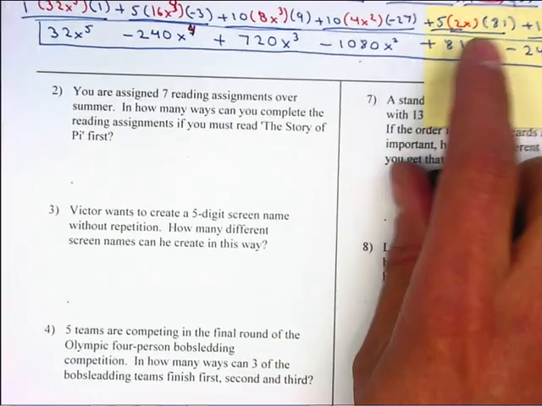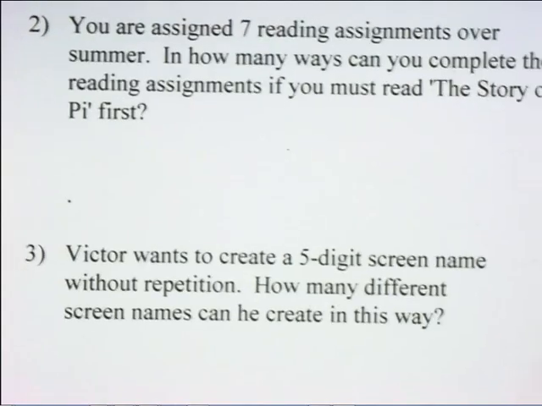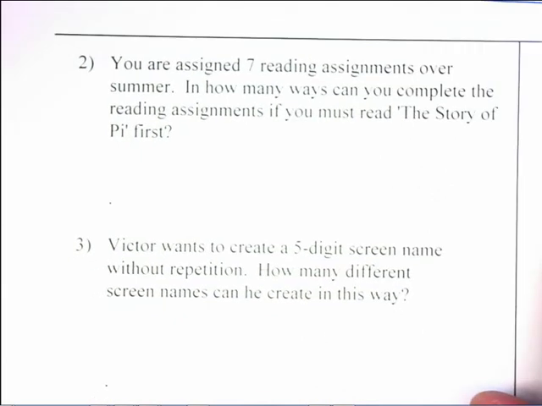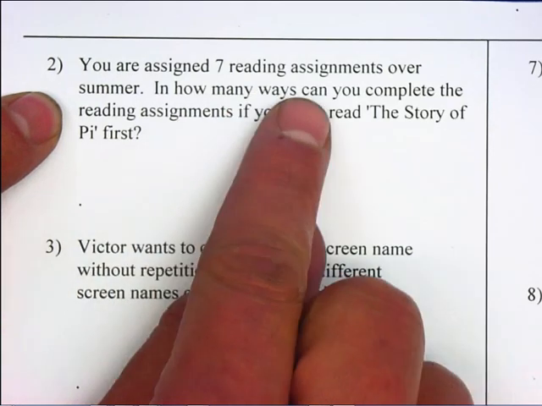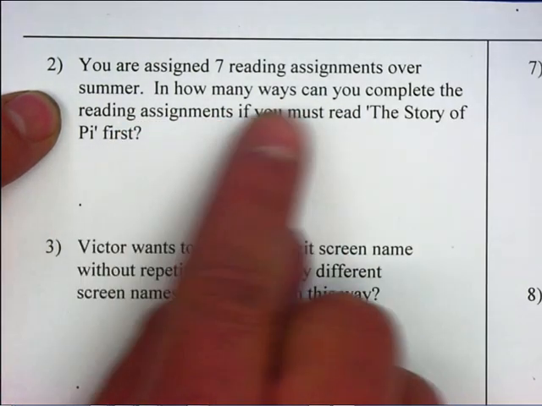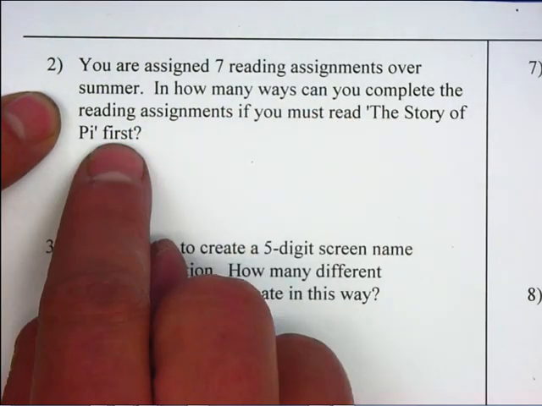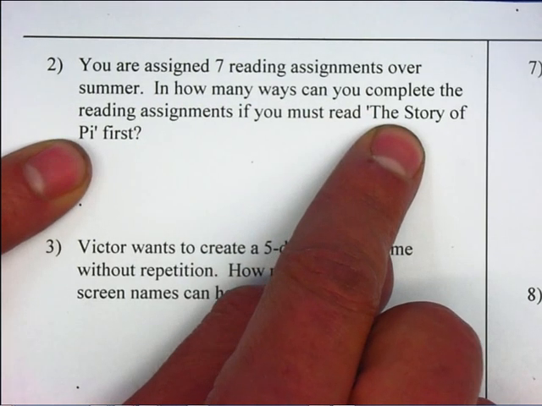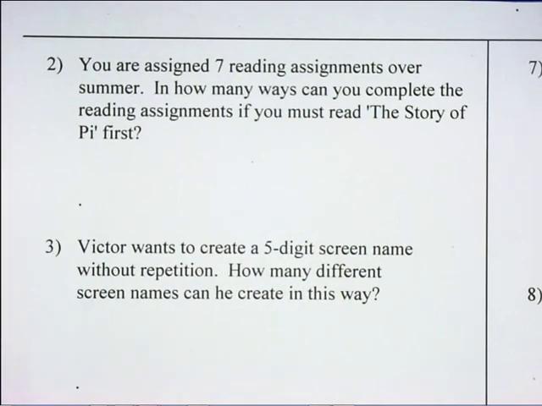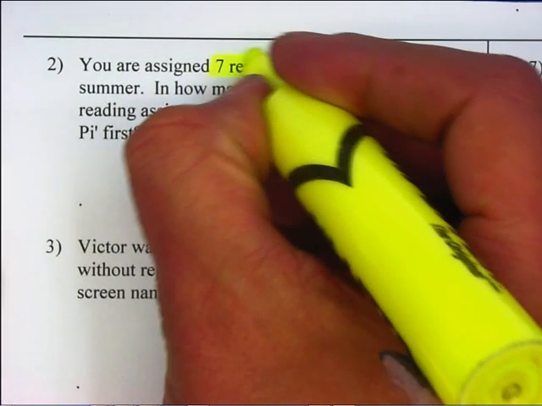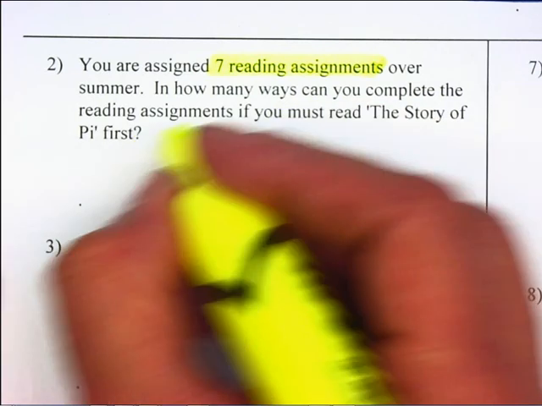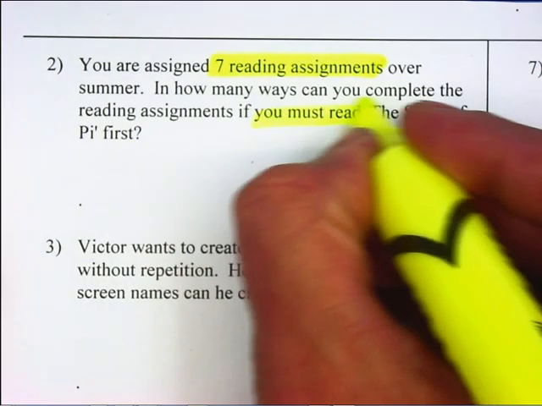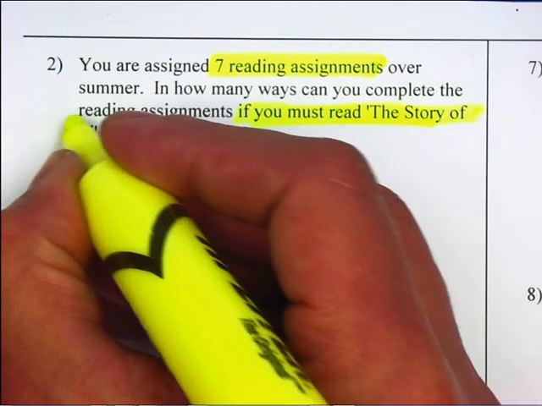Now let's go into problem number 2. On problem number 2, it says, you are assigned 7 reading assignments over the summer. In how many ways can you complete the reading assignments if you must read the story of Pi first? So that's one of the stories that you need to read. So let's highlight the key information. You are reading 7 assignments over the summer. How many ways can you complete the assignments if you must read the story of Pi first?